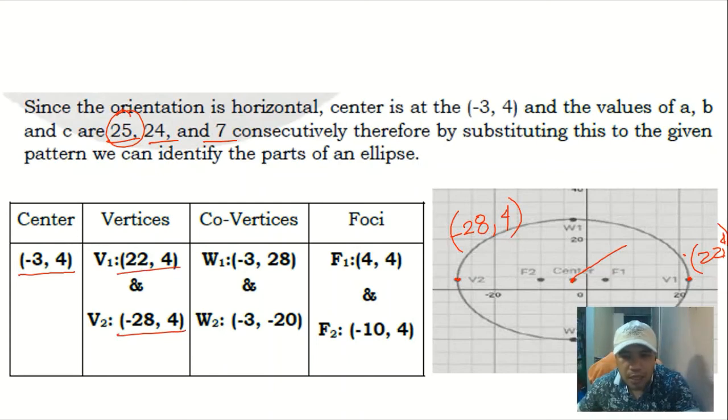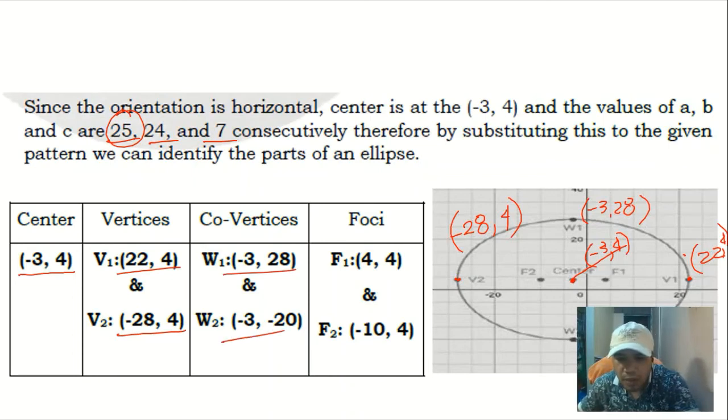Then, negative 3, 4. Aakyat tayo ng 24. So, negative 3, 28. Then, negative 3, 4. Baba naman tayo ng 24. 4. So, baba ng 24, negative 20. Ayan. So, negative 3, 28, negative 3, 20.